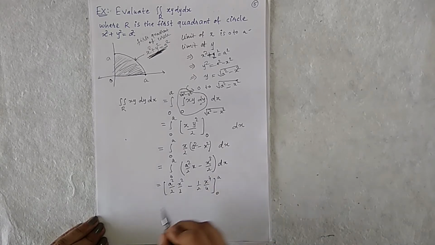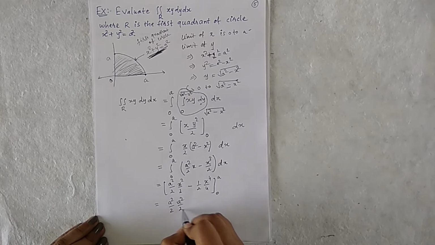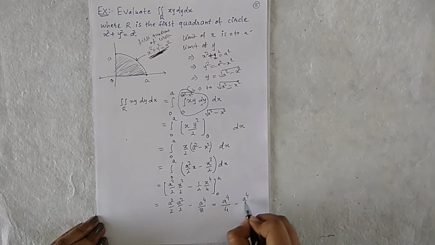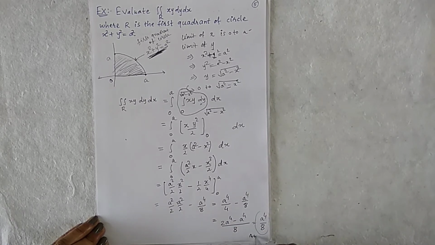So put x equal to a: a square by 2 as it is, times a square by 2, minus a raised to 4 by 8. So it is equal to a raised to 4 by 4 minus a raised to 4 by 8. The LCM is 8, so 2a raised to 4 minus a raised to 4 is equal to a raised to 4 by 8. This is the answer.